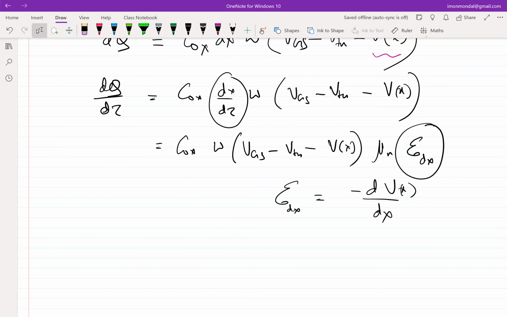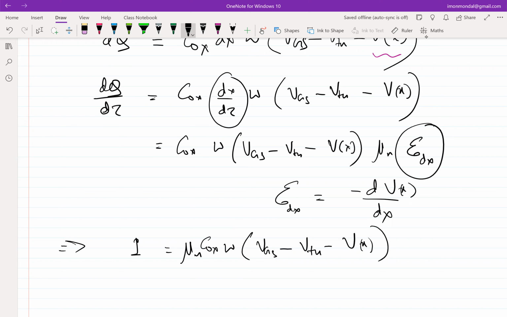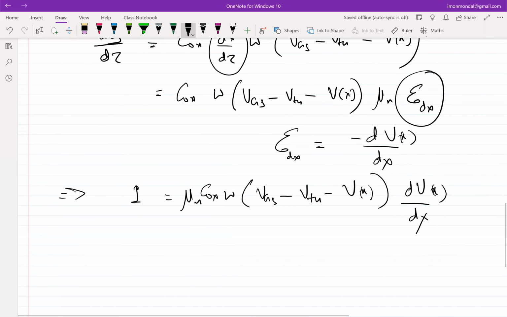So now if we know this, then current is equal to Cox W times VGS minus threshold voltage minus V of X, mu n comes here, dVx dx. Right? So I take the dx out over to the left hand side. So this becomes I dx.